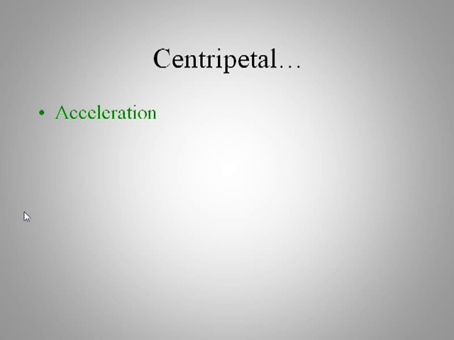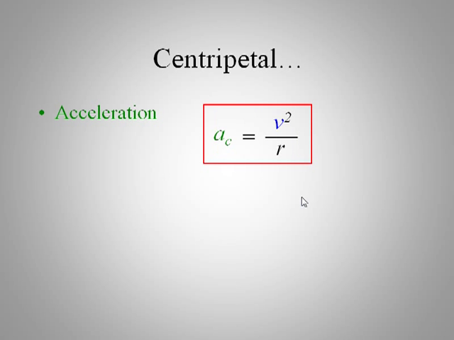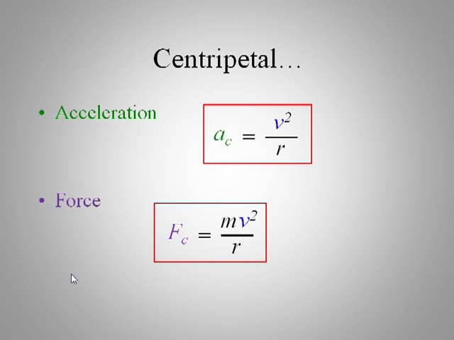So centripetal acceleration, let's quantify this with some values. We're going to define this as the square of the velocity over the radius of the circular path that it travels in. That deserves a box. The centripetal force, well, if we know force is mass times acceleration, we just multiply this quantity here by mass, and we have centripetal force.